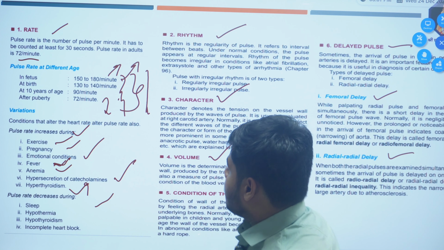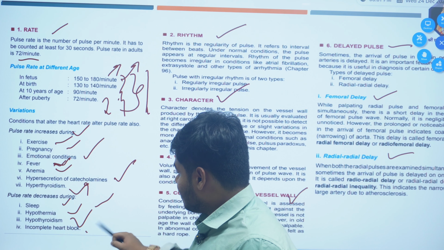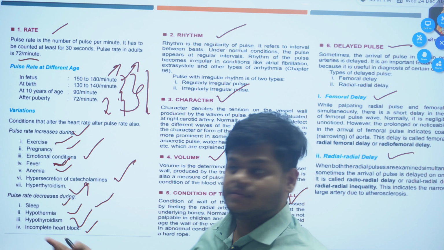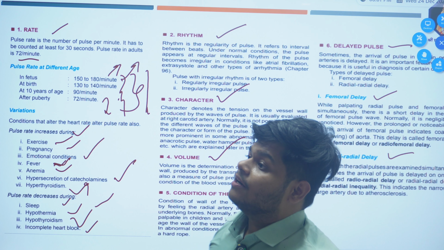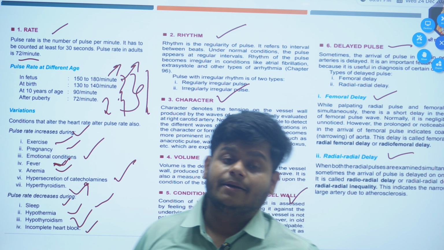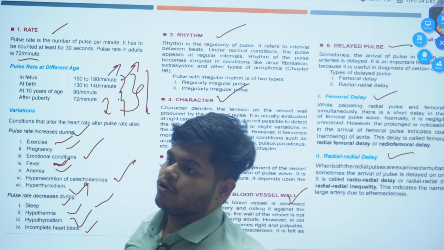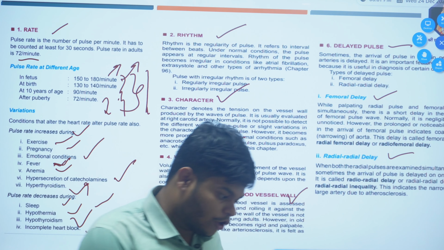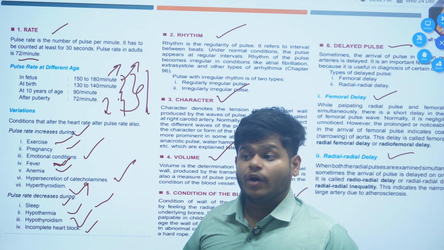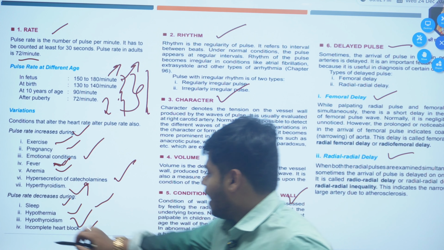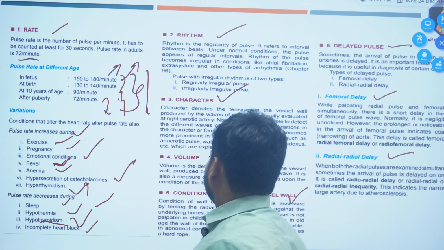increases it, right? Now pulse rate decreases during sleep, hypothermia, hypothyroidism, and incomplete heart block. When there is a block, how can the pulse move? Now in the case of thyroid, thyroid is a hormone, and we have learned in past classes that it is an important hormone for metabolism. So in hyperthyroidism, with more thyroid hormone, our body has to work more, so there is more pulse. In hypothyroidism, our body has to work less, so pulse rate is also less.